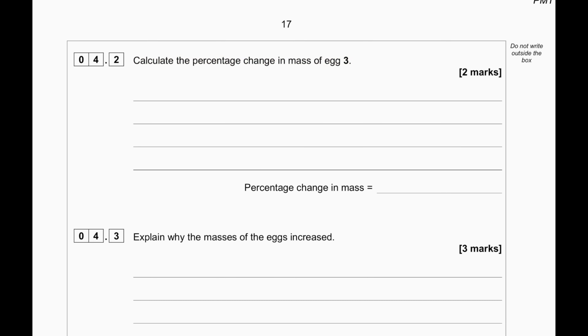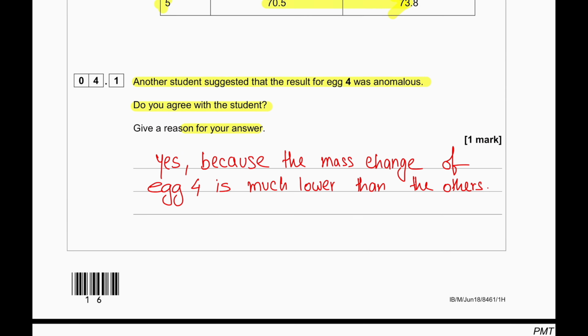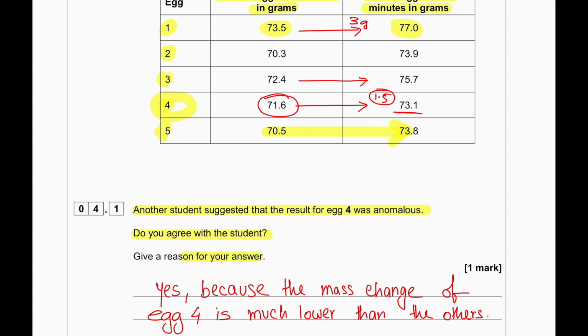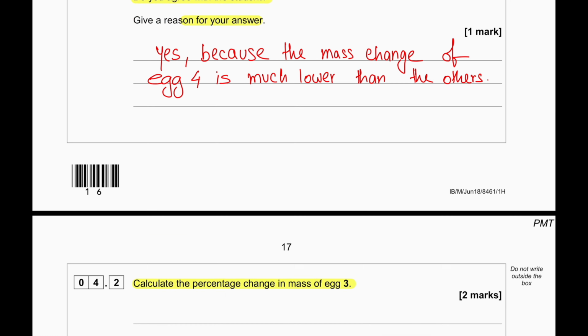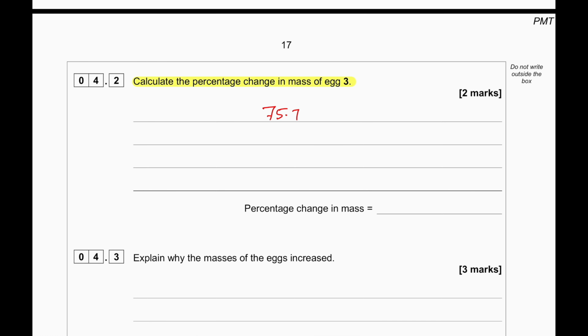Calculate the percentage change in mass of egg 3. To do the percentage change in mass for egg 3, 72.4, 75.7, we will write 75.7 and then we will subtract 72.4 and then we will divide it by 72.4, which is the starting mass, and then we will multiply it with 100 for the percentage. And once we do that, we get approximately 4.6%.